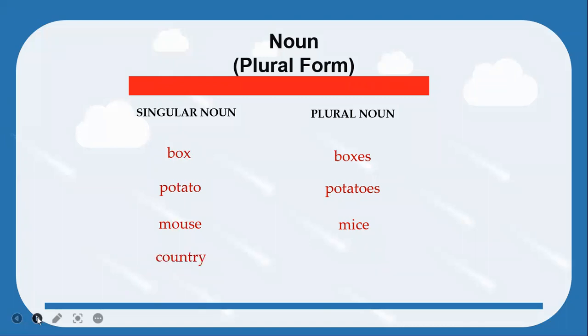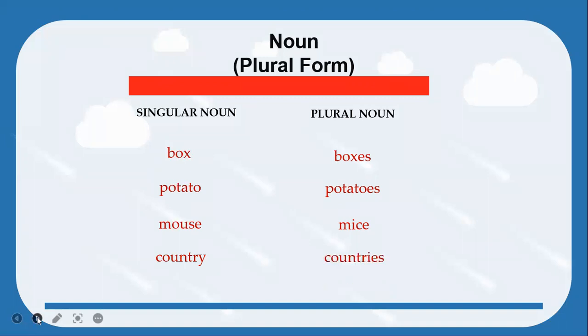Okay, mice. Okay, next. Country. Yeah, country. What is the plural noun? Countryside. Not countryside, that is different. Just plural. Country is only one. Yeah, country, spell. Countries. Okay, that's correct. If the noun ends with Y, you have to change it into I.